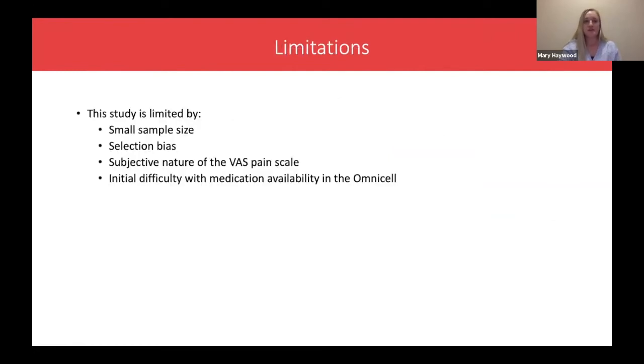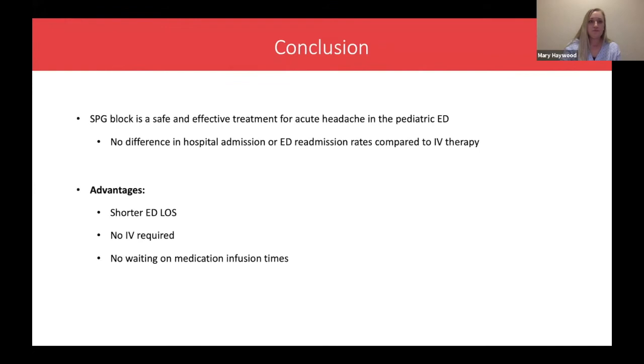So limitations of our study, I kind of alluded to before, are small sample size for SPG block. There's also some selection bias with retrospective chart review, the subjective nature of the VAS pain score, and again, as I said, the initial difficulty with medication availability in Omnicell.